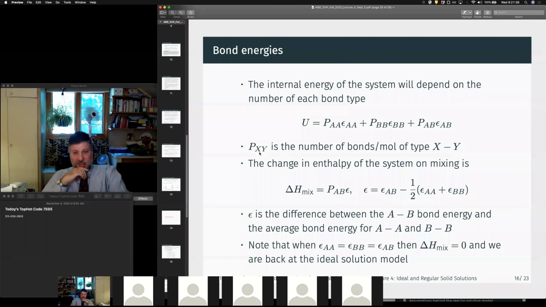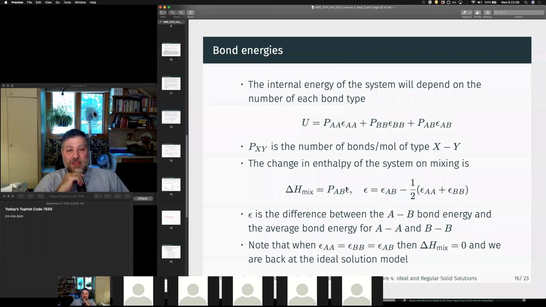But in the text, they talk about it as the strict number. But either way you think about it, P_XY is some number that tells you how likely all the different combinations are. Could be X equals Y or X different than Y. What we can do then is make a relationship for our change in enthalpy.